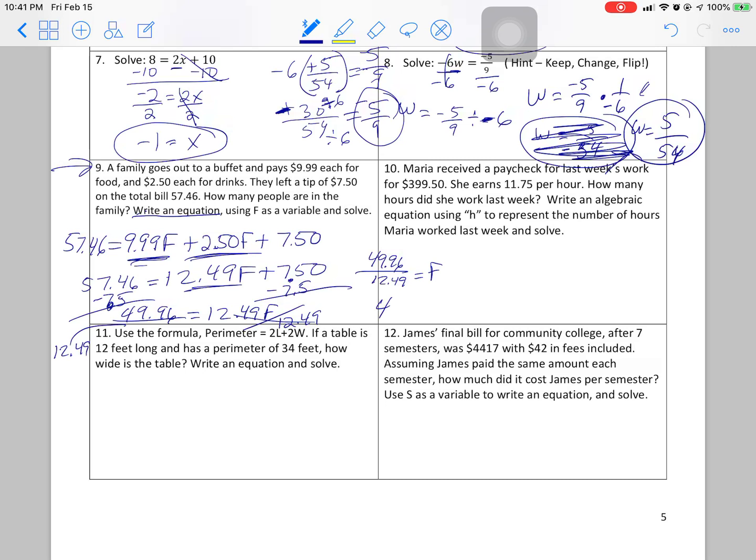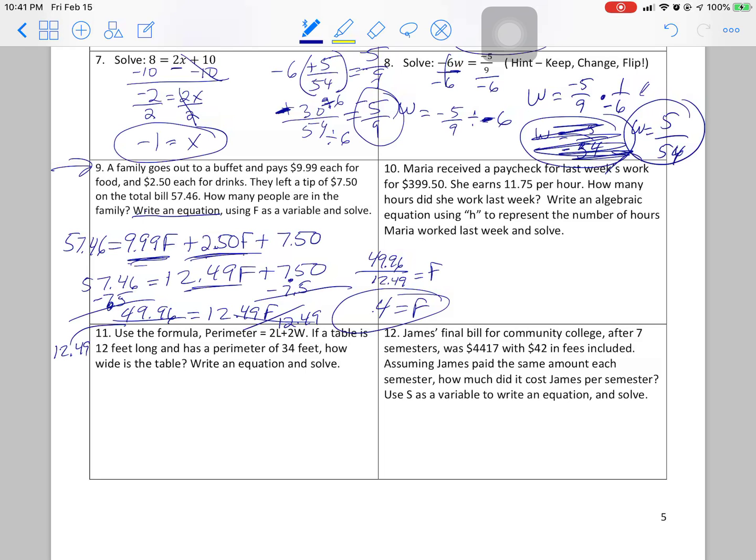4. Really? That's 4? Well, family members, right? How weird would it be if we got 4.5 family members? Okay. So it had to be a whole number for people. So I'm glad. 4 sounds reasonable. You can always put this back in. We had 4 people that had a meal at $9.99. Then we have 4 people had drinks at $2.50.